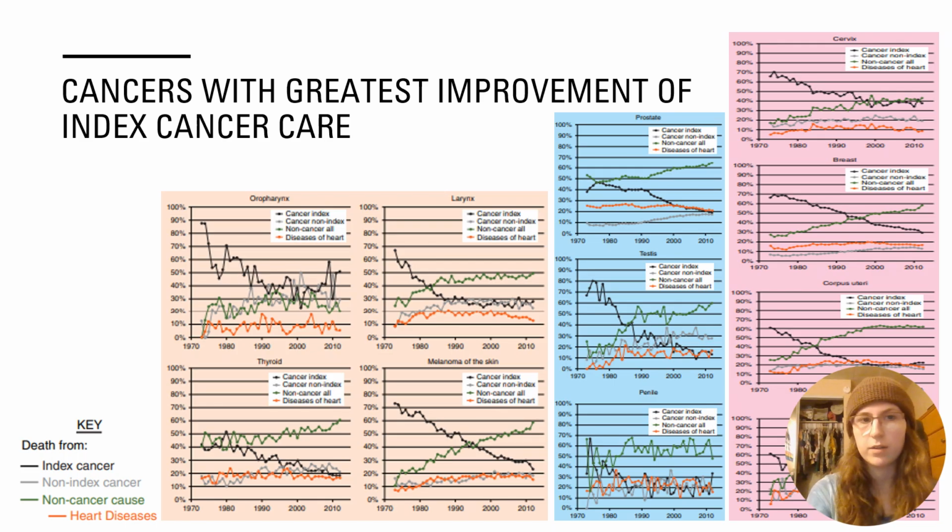Just to start on a more positive note, the cancers with the greatest improvement of index cancer care are the light tan, the head, neck, and skin cancers, and then also the female and male cancers. So prostate, especially testicular cancer, right around the mid 1980s, 1990s, is severely decreased. But there is a pretty general decrease in all of these. But again, other than a couple of these, for most of them, as there's a decrease in the index cancer deaths, there is an increase in the non-cancer deaths.